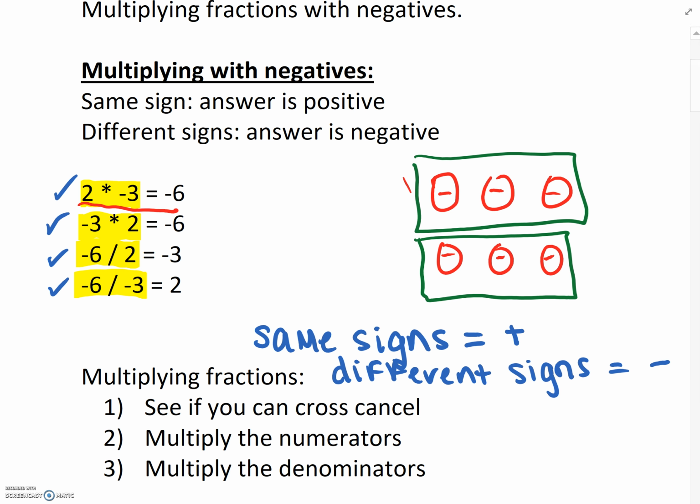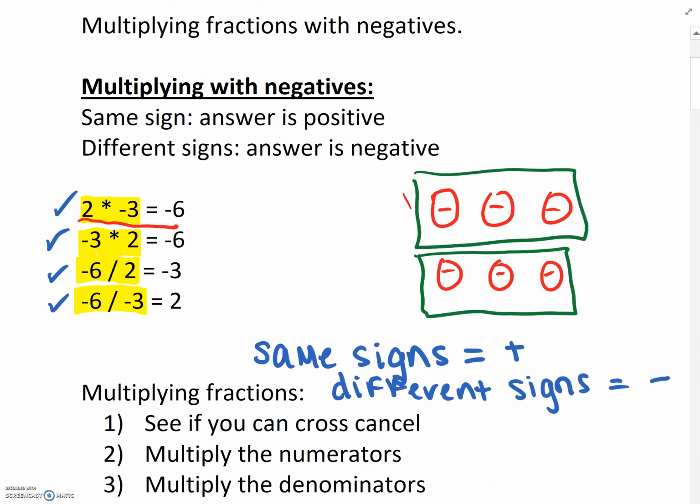So when you multiply fractions, the first 3 things you always want to keep in mind is 1, make sure that you can cross cancel, or see if you can cross cancel. That's really important. Number 2, after you've cross canceled, you can then multiply the numerators, and number 3, multiply the denominators.